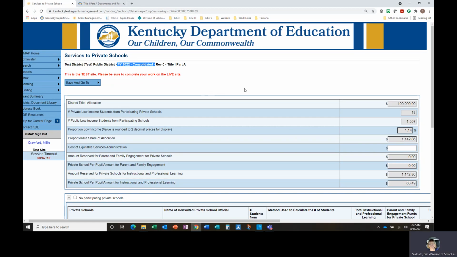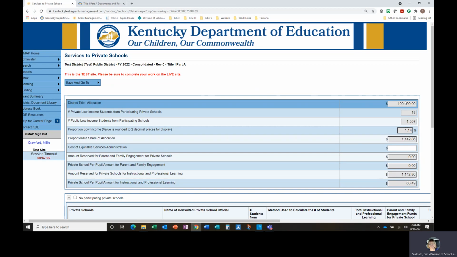Most of the numbers on the Services to Private Schools page will be automatically populated by GMAP based on the information provided on the school eligibility page. As you can see in this section, most of the numbers are grayed out, meaning that I cannot go in and change these numbers. The only number that can be edited by the coordinator is the cost of Equitable Services Administration. This cost refers to administrative costs for the direct oversight of private school services.